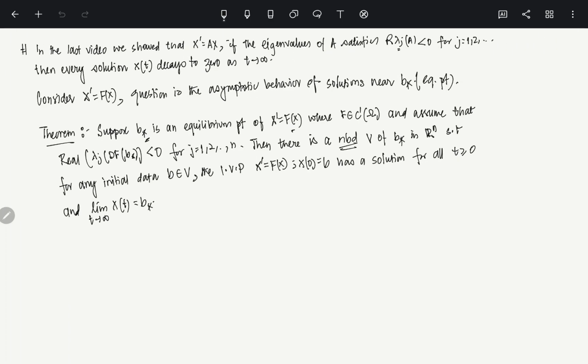It is saying that if b star is the equilibrium, then there is a neighborhood V of b star in Rn such that if you choose an initial data from V, then for the problem x prime equals f of x, x0 equals b, with that initial data, the solution exists for all time t, and the asymptotic behavior of the solution is that it converges to b star. It is actually very intuitive, if you think about it. Now the thing is, what is the proof?